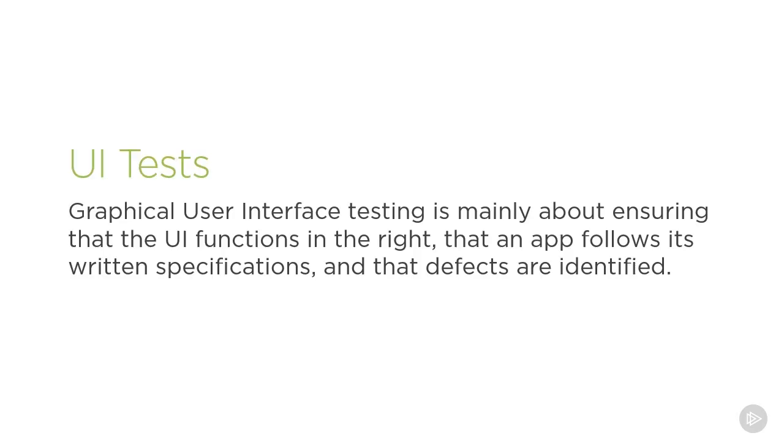Graphical user interface testing is mainly about ensuring that the UI functions in the right way, that an app follows its written specifications, and that defects are identified. Other than that, we can check that the design elements are good. This involves checking the screens with the controls like menu bars, toolbars, colors, fonts, sizes, icons, content, buttons, etc.